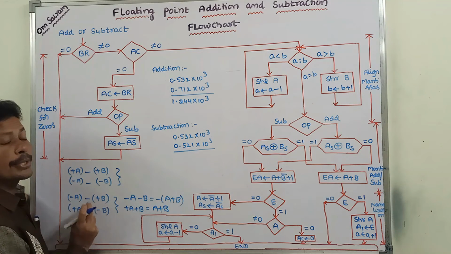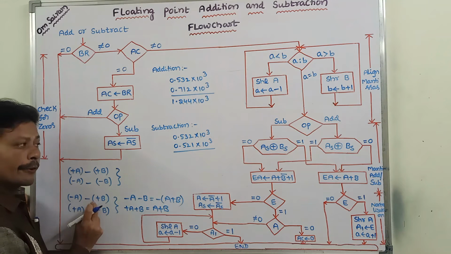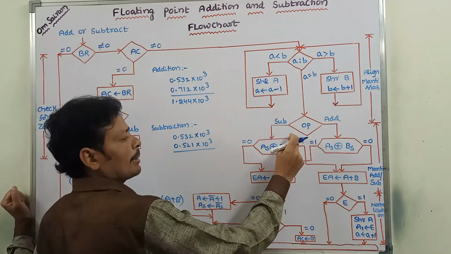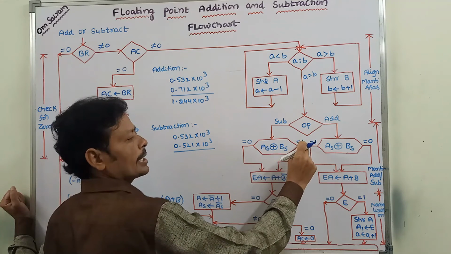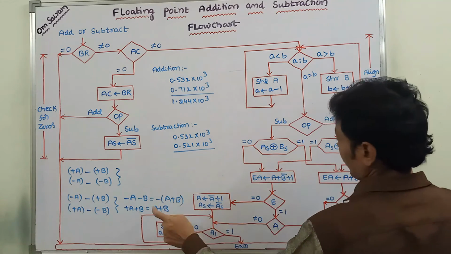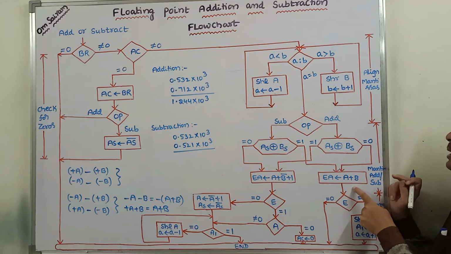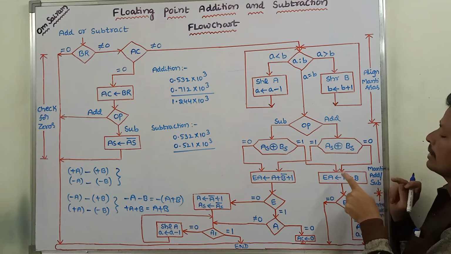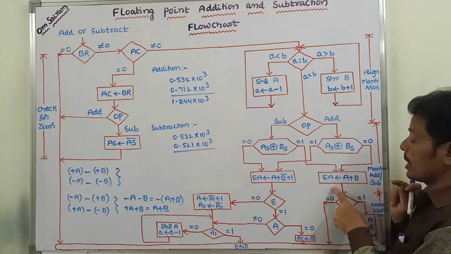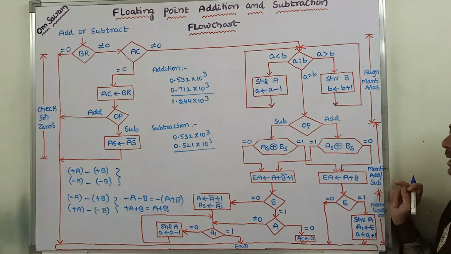Here, when the sign bits of the mantissas of two floating point numbers are different, at that time the output of the exclusive OR gate is 1. Then simply we are performing the addition operation between the mantissas of two floating point numbers. Whatever the result we are getting, that result can be transferred to A. If any carry is generated, that carry bit can be transferred to extended flip-flop E.